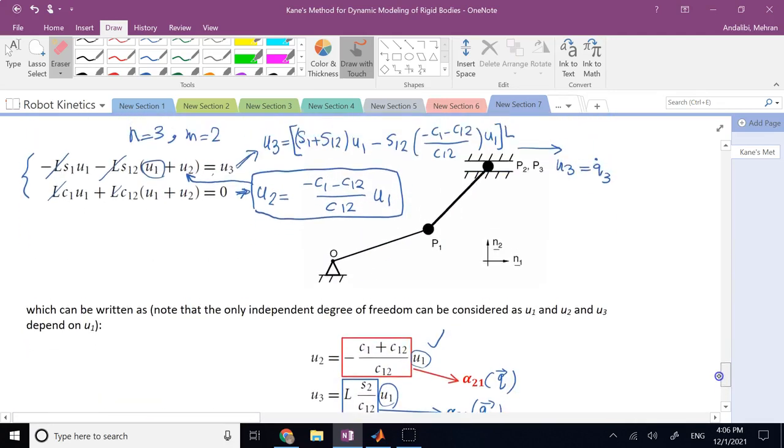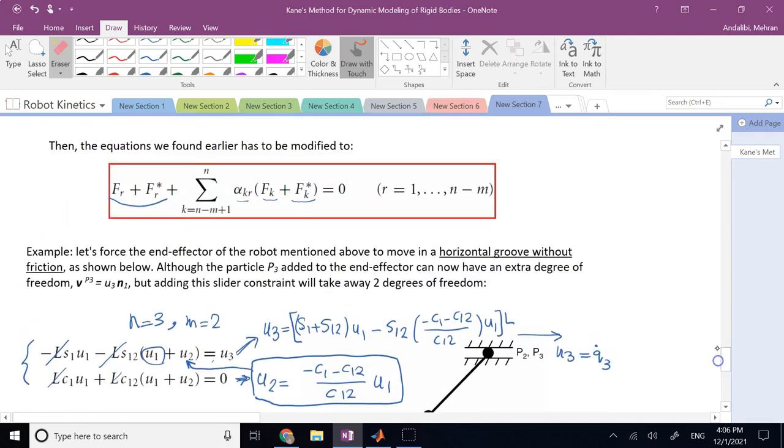Now, if that is the case, I want to add this summation term to my previous equations and see how that will change my equations. And the thing is this. This time your r goes from 1 to n minus m. It doesn't go 1 to n. It goes 1 to n minus m. And n is 3, m is 2. So it becomes 1. So the only real r value that you can choose here is 1. There will be no 2. There will be no f2 or f star 2.